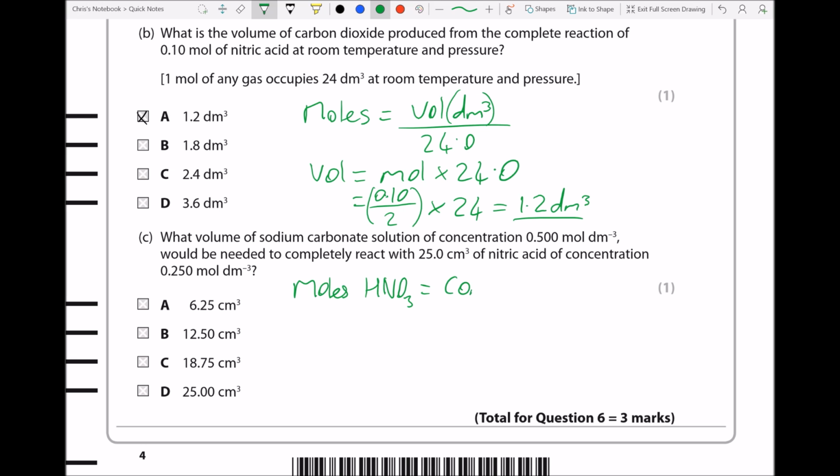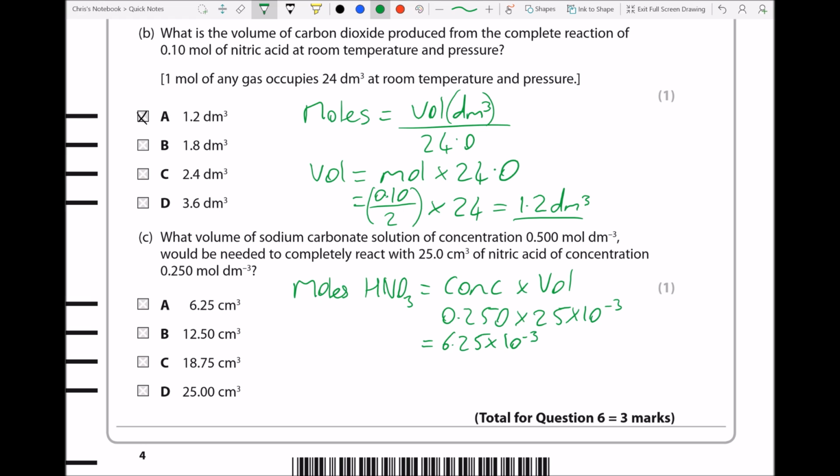And this, remember, is going to be the concentration times by the volume. Remember, the volume is going to be in decimeters cubed. So the concentration is 0.250 times that by the volume, which is 25. Now that's in centimeters cubed, but to get it into decimeters cubed, I need to divide it by 1,000. If I just put times 10 to the minus 3, that is exactly the same as dividing by 1,000. It just keeps it a little bit neater. So if I put that into our calculator, I've already pre-worked this one out. So the answer should be 6.25 times by 10 to the minus 3. Okay, so that's the number of moles of nitric acid.